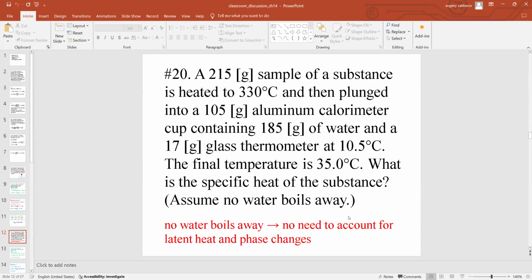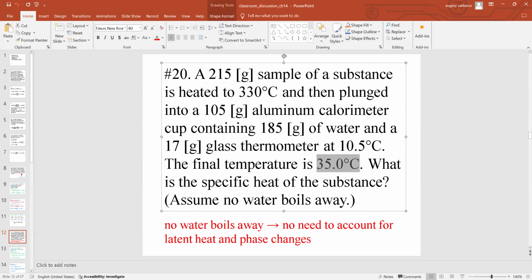Okay, this was the easy case. Let's see what we have next. Once again, we got some sample of a certain substance at a certain temperature, and then once again, an aluminum calorimeter, and then some water inside, and the final temperature is now given, right? We just solved for the unknown temperature at the final. Now the temperature is given, and you have to figure out the substance. What kind of a substance is that?